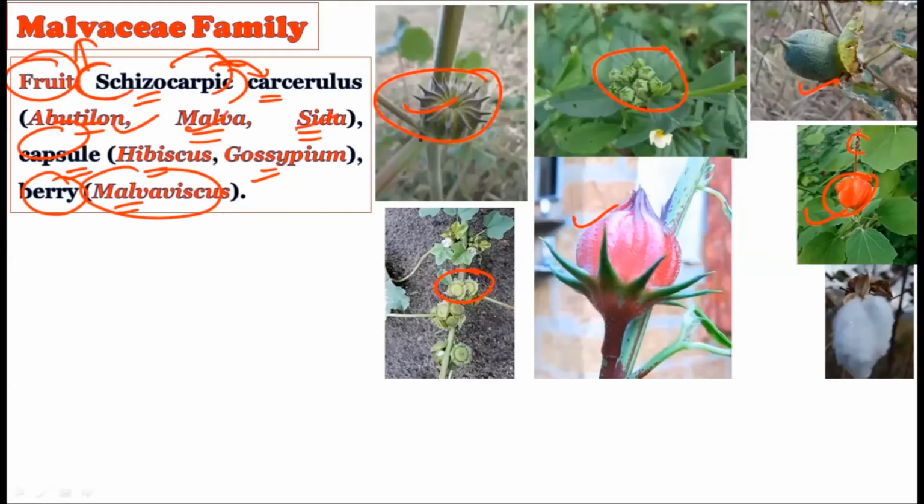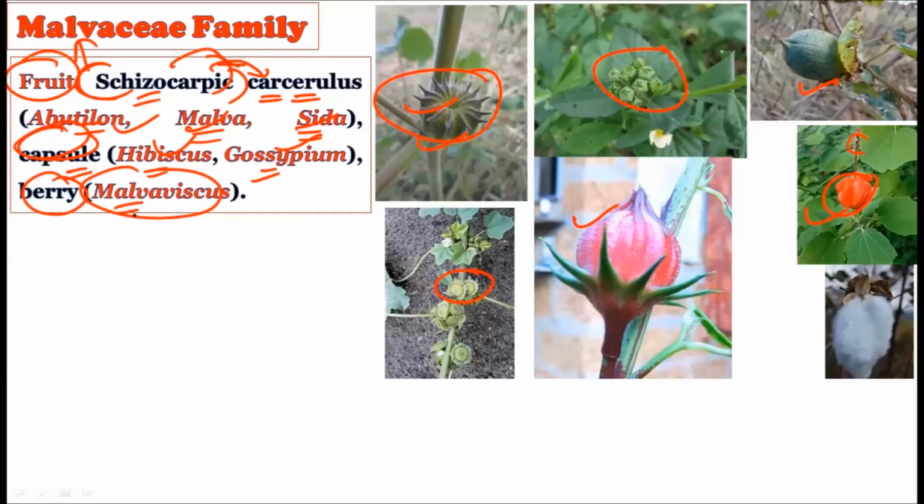Okay, this type of schizocarpic fruit is called the cremocarpic type of fruit. Okay, and the capsule is found in Hibiscus and Gossypium. Again, here the examples are very important to show in the mains examination. Whenever you write schizocarpic, you should give an example for it, at least one example. For example, Abutilon, Malva, or Sida.